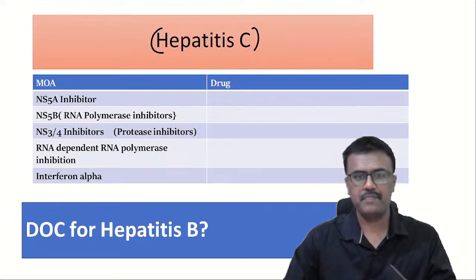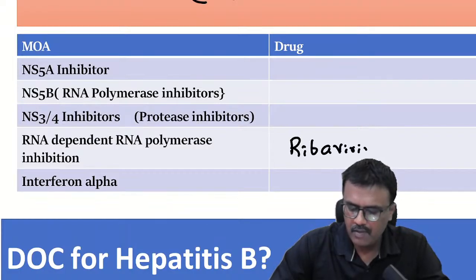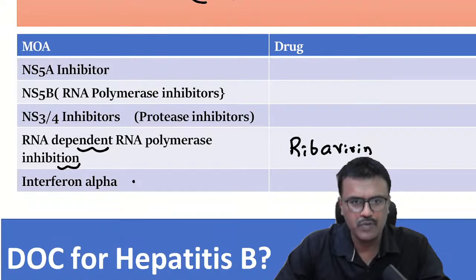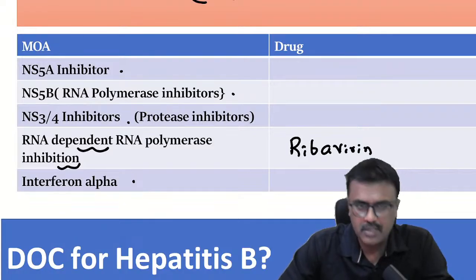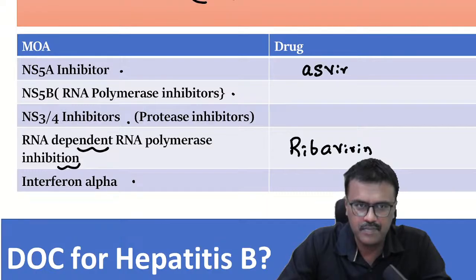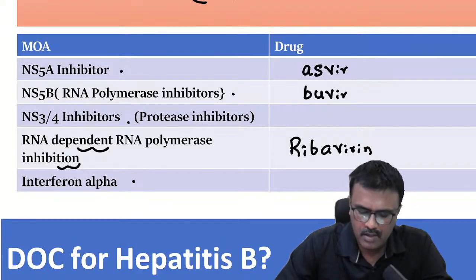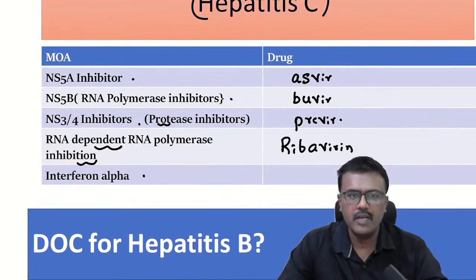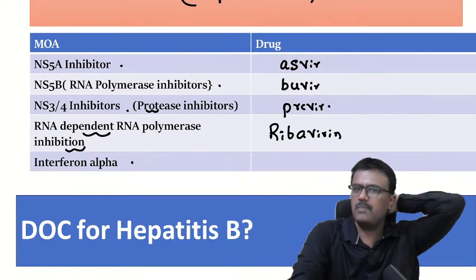Coming to hepatitis C. The older drugs are ribavirin, an RNA-dependent RNA polymerase inhibitor. Interferon alpha mechanism is unknown, but it is used for hepatitis C. But the newer drugs are NS5A inhibitors, NS5B inhibitors, and protease inhibitors. NS5A inhibitors end with asvir, for example ledipasvir. NS5B inhibitors end with buvir: sofosbuvir, dasabuvir. Then NS3/4A, that is protease inhibitors, end with previr. So this is how you can identify them in the exam from the drug name, because for NS5A there are 5 drugs, for NS5B there are 5 to 6 drugs, and for previr there are so many drugs.